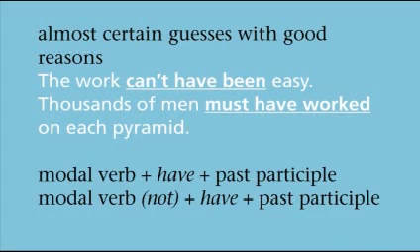For these guesses about the past, the modal verb is followed by have and the past participle of the main verb, must have worked. For negative sentences, we put not between the modal verb and have. The work can't have been easy.